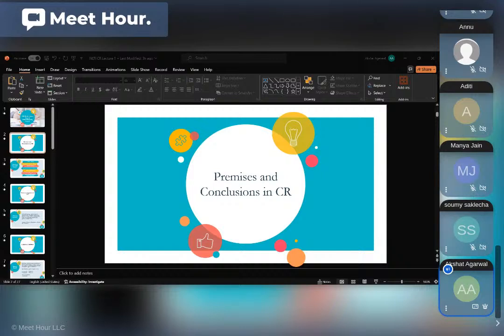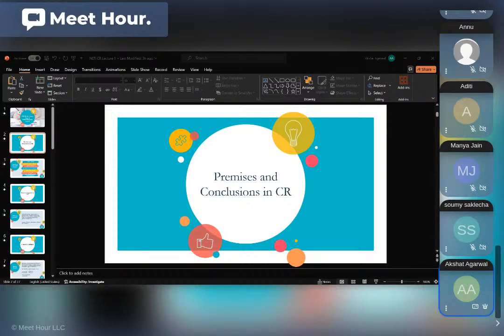Okay, so let's jump into what a premise is. Basically, whenever you're arguing something, say, I think apples are good, you need to back it up with reasons. Why do you think apple is good? It has health benefits, keeps the doctor away, whatever.